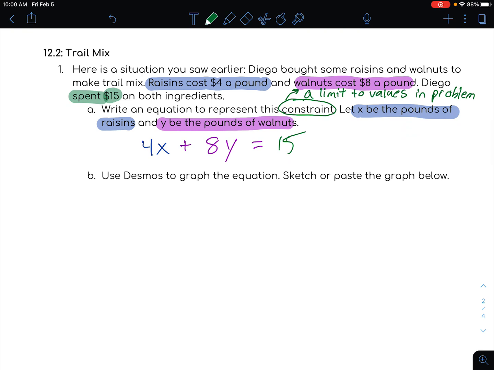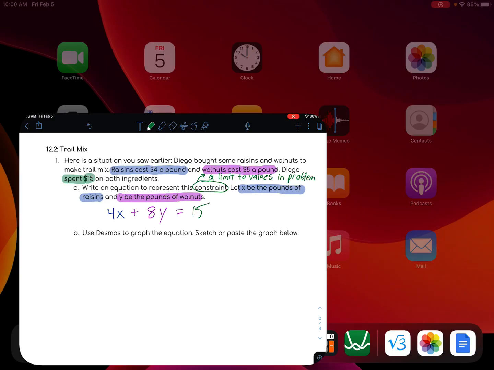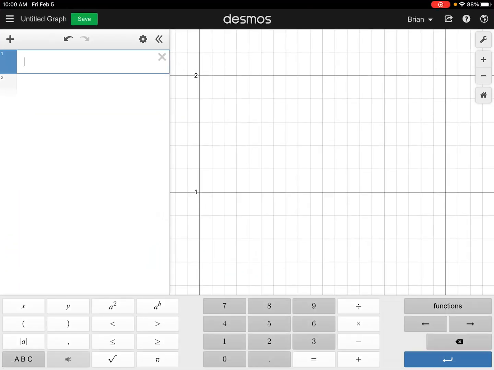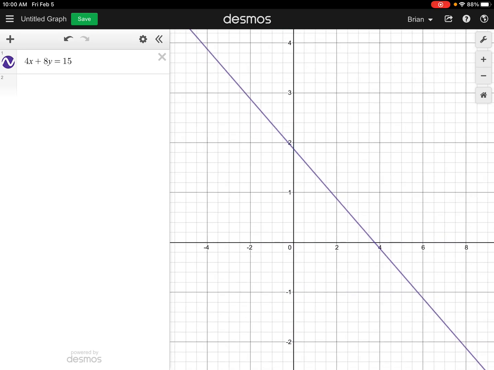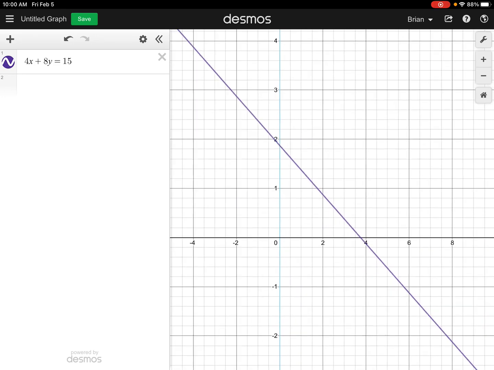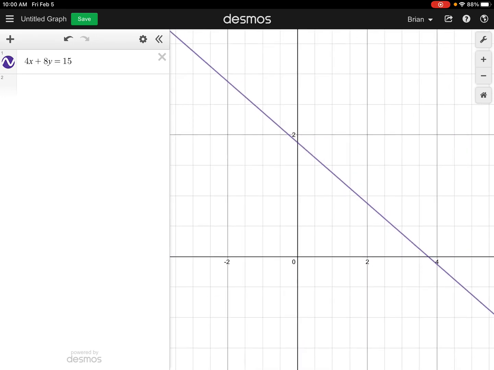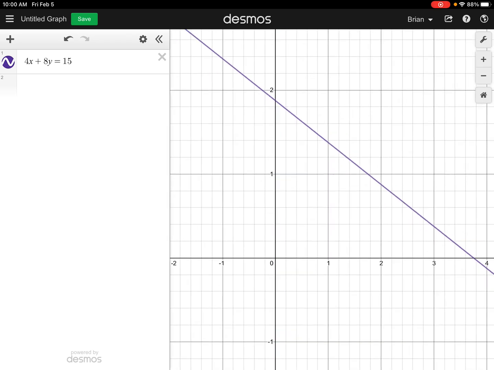Use Desmos to graph the equation. Sketch or paste the graph below. All right, so let's head over to Desmos. Up in the top left, let's add in an equation: 4x plus 8y equals 15. Now, when you see your graph, you might not have the same window that pops up here. So you can take 2 fingers and pinch in on your y-axis or on your x-axis, or adjust that window to make more sense.